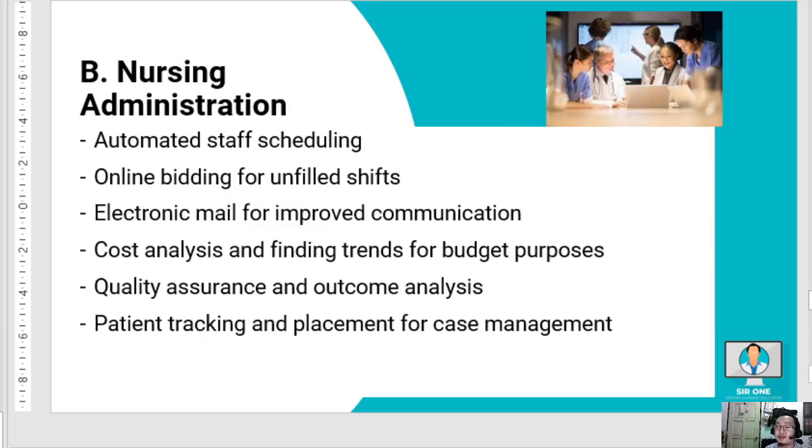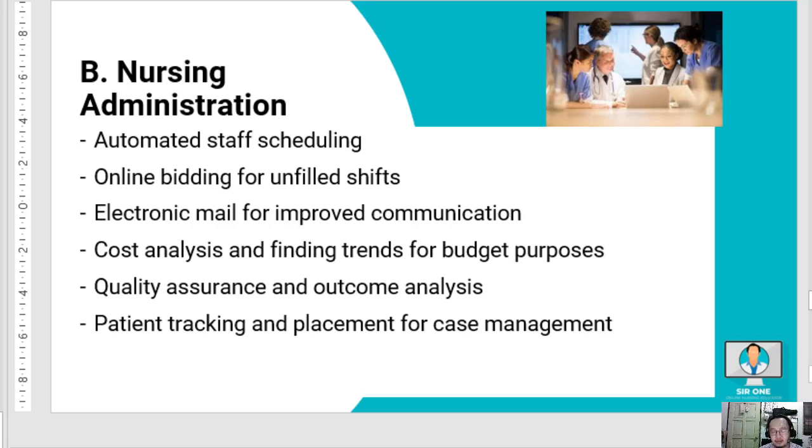Next is nursing administration. These are for nurses who have administrative positions, for example nurse supervisors, chief nurses, and nurse managers. You are tasked to do staff scheduling and filling of shifts. For example, with online bidding for unfilled shifts, you are going to be flexible on a certain date. You ask, there are open dates.